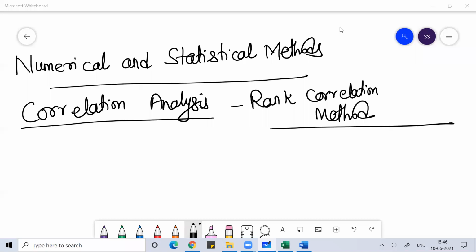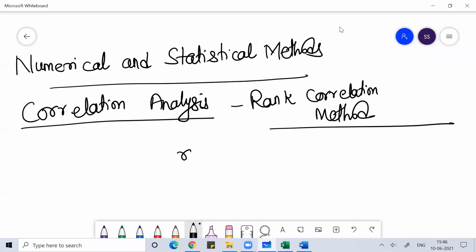Good afternoon, everyone. Welcome to the class on the numerical and statistical methods chapter, in which we are discussing bivariate frequency distribution tables, and here we are discussing correlation analysis. We already finished the Karl Pearson coefficient of correlation. Today we're going to start the Spearman rank correlation coefficient method.